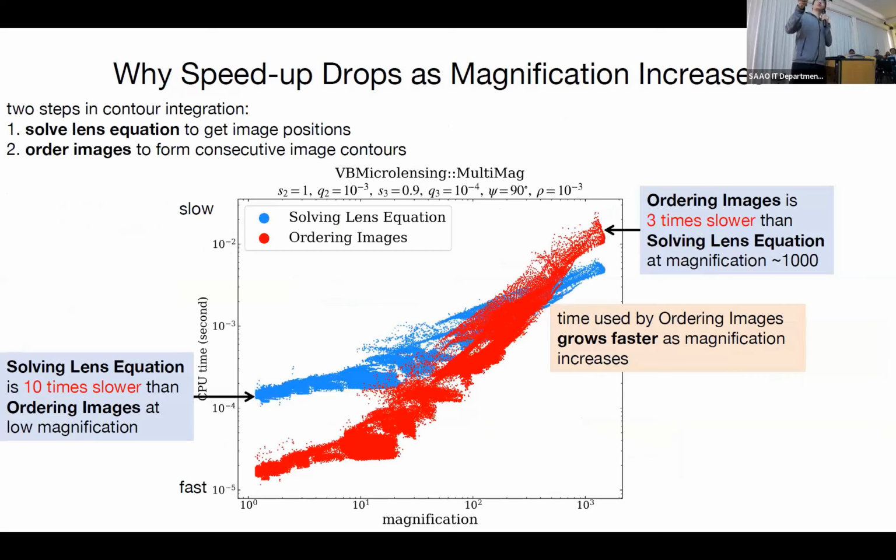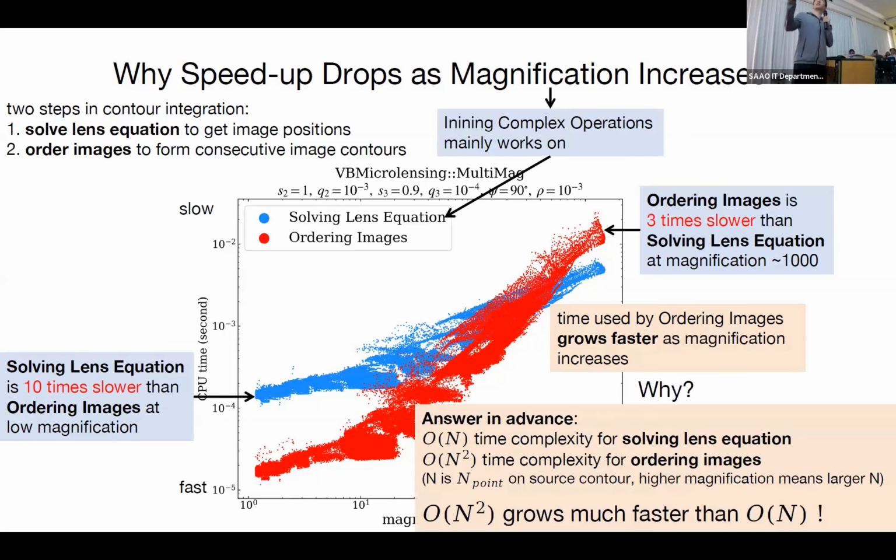To answer this, we need to first look into the 2 steps in contour integration. First, we need to solve the lens equation to get image positions. Second, we need to order these images to form consecutive image contours. We measured the time used by these 2 steps separately, shown in this figure. The blue points are for solving the lens equation, and the red points for ordering images. We found that solving the lens equation is about 10 times slower than ordering images at low magnification. But the ordering grows much faster, and it's about 3 times slower than solving the lens equation at magnification around 1000. This naturally explains why the speed up drops as magnification increases.